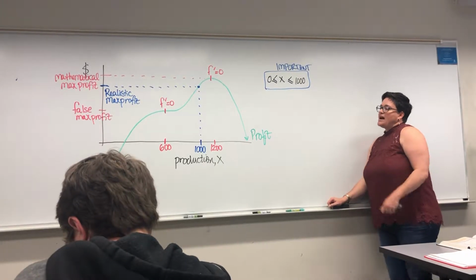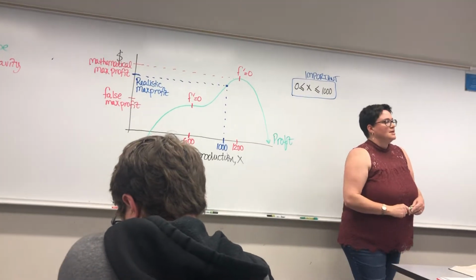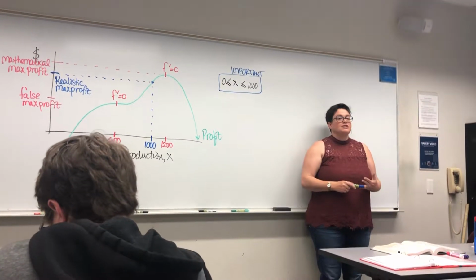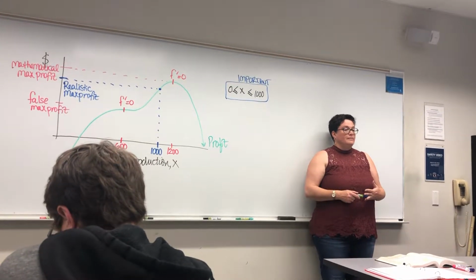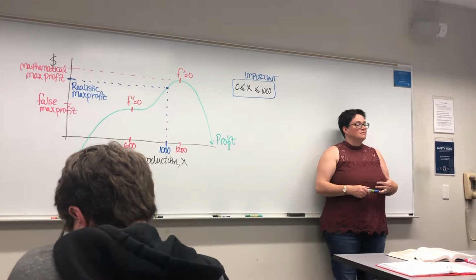So do you guys see how we would have to back off our profit from 1,200 to 1,000? So when you get a mathematical maximum, check the problem to see if you have limitations on your production. Groovy? That's all you have to do. You wanna see an example? Okay.